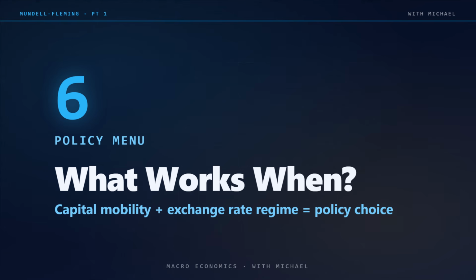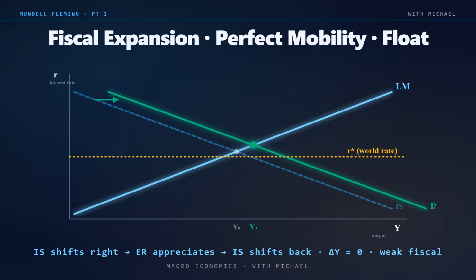Now consider monetary policy. The central bank expands the money supply. The LM curve shifts right. In a closed economy, this would lower the domestic interest rate and raise output. What happens in the open economy?